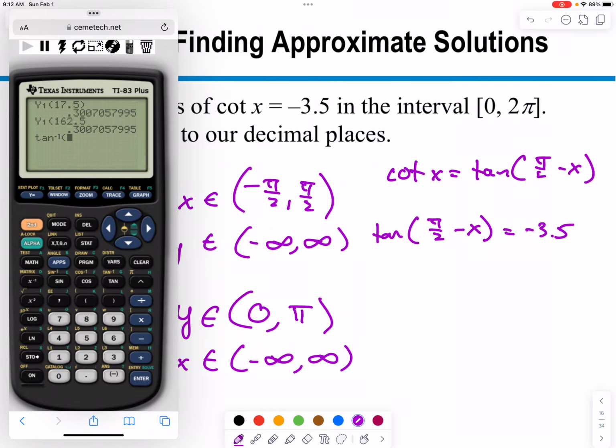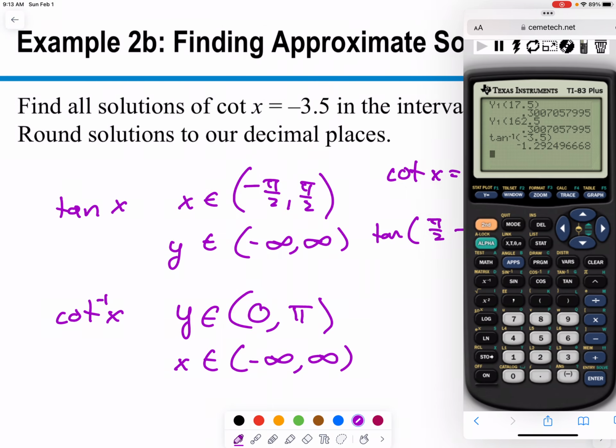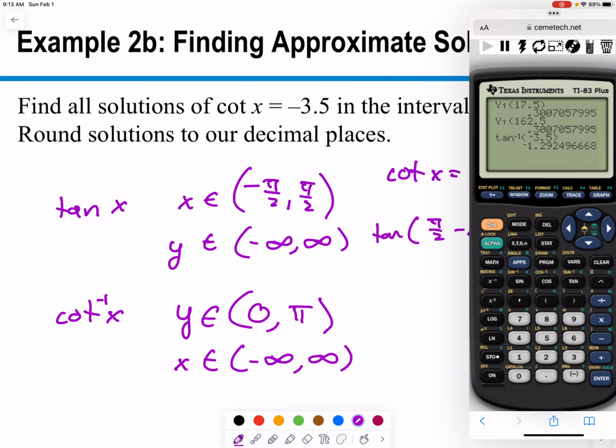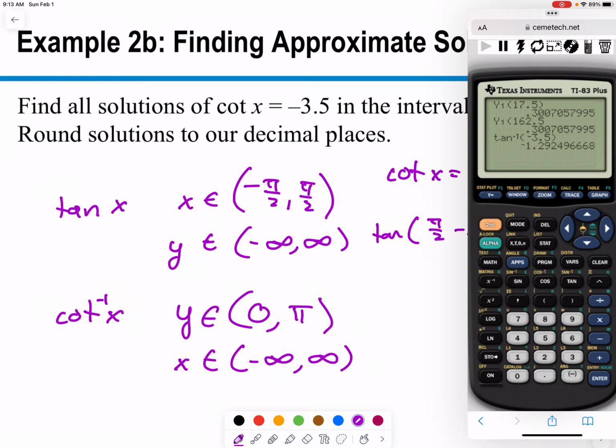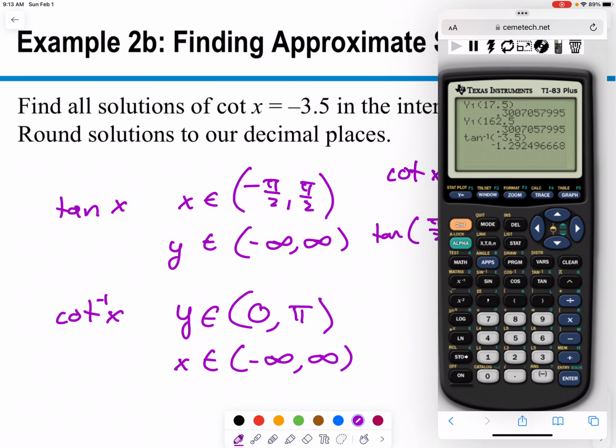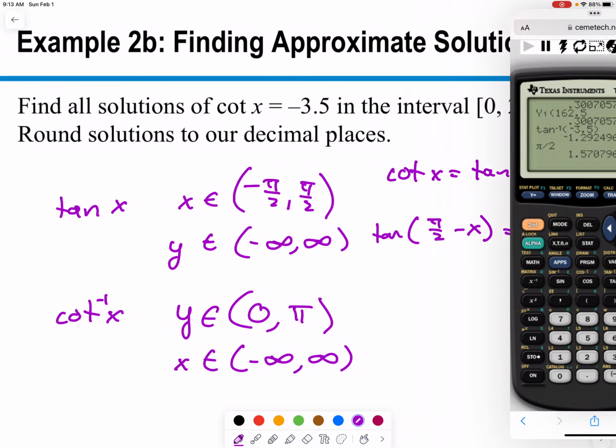So arctan, we need to be in radians. Had a lot of moving parts. Negative 3.5, okay. We do arctan. Okay, so what is pi over 2? Let me crunch that number. Pi over 2. Okay, I think it's within range, because we would have a negative 1.5, and so that looks like it's within range.